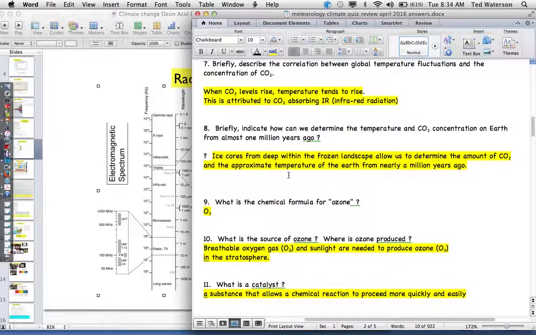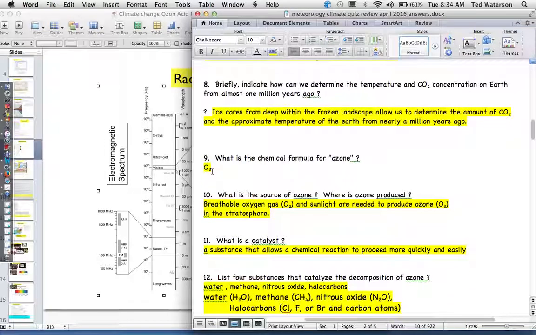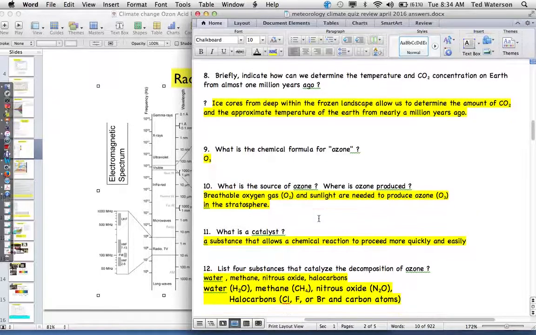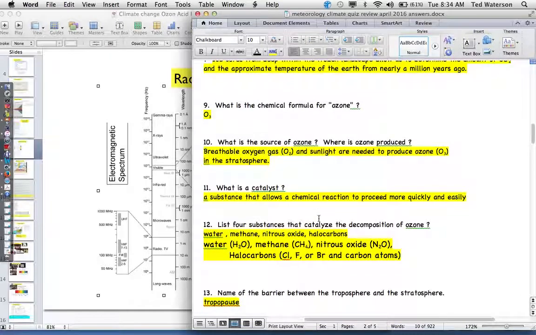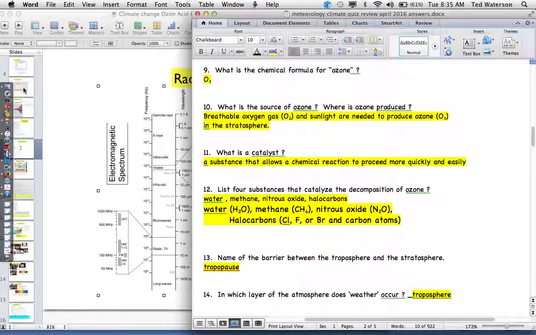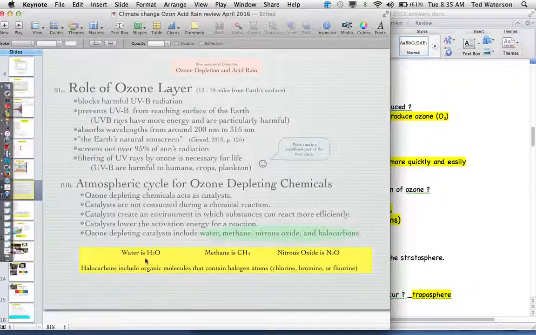Another maybe cause of climate change is ozone depletion. Remember, ozone is O3. The O3 is formed by just normal O2 and radiation, sunlight, mix or react, form O3. But once again, that really only happens up in the ozone layer, which is in the stratosphere. Now, some of that O3 naturally decomposes. There are chemicals which catalyze that decomposition. Those chemicals would be the water, the methane, and the nitrogen oxides.